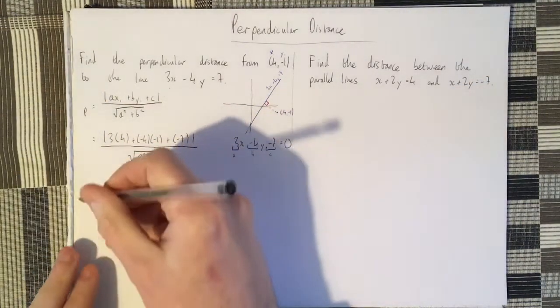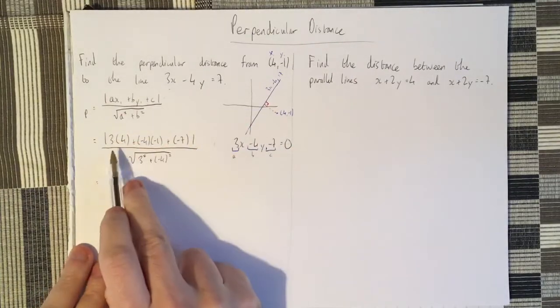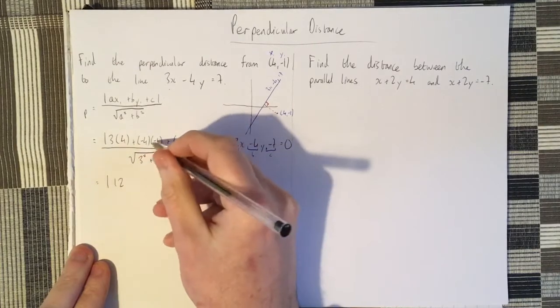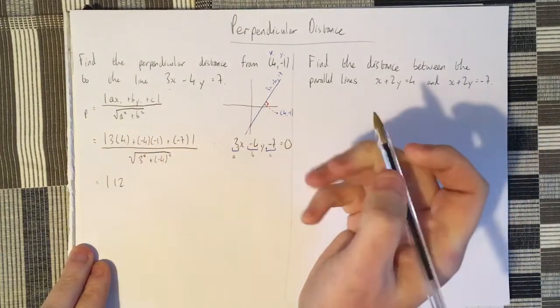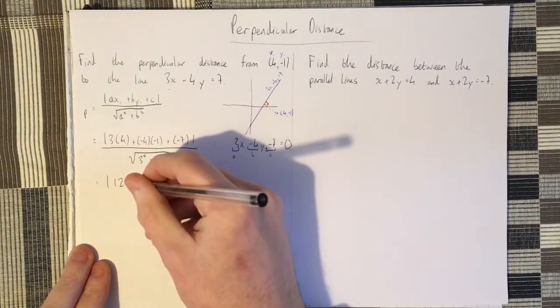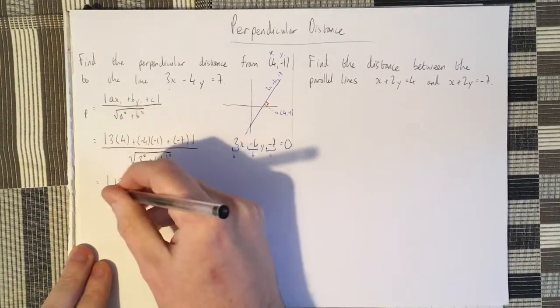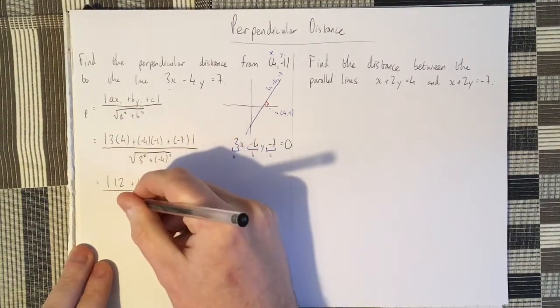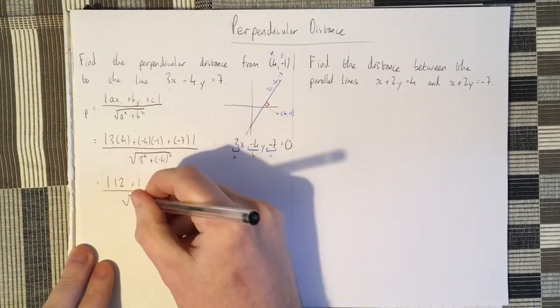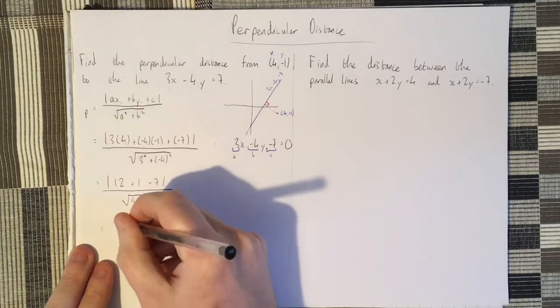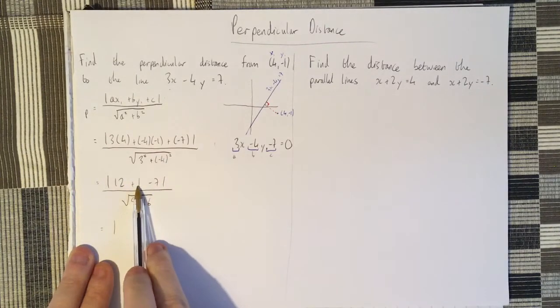All right, so let's just work top and bottom out. So on the top, I've got absolute value of 3 times 4 is 12. Minus 4 times minus 1 is plus 1. Plus minus 7 is minus 7, all over the square root of, so 9 plus minus 4 squared is 16. So it's equal to the absolute value of 12 plus 1 is 13.